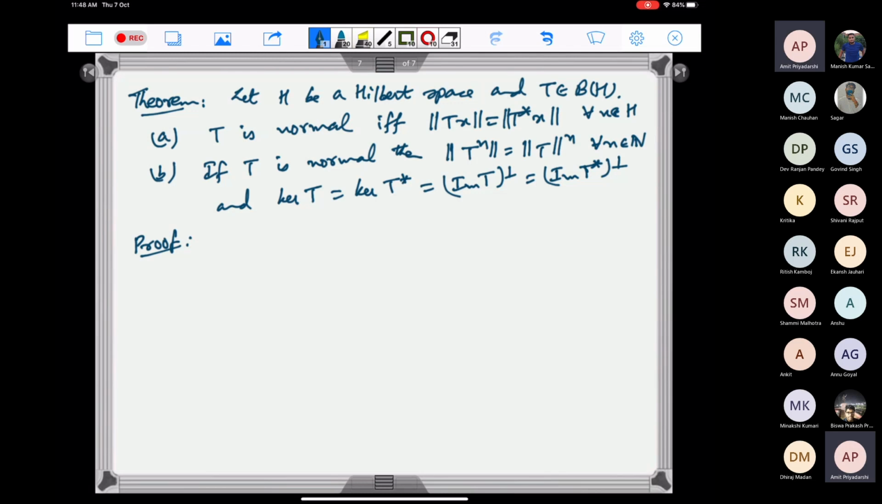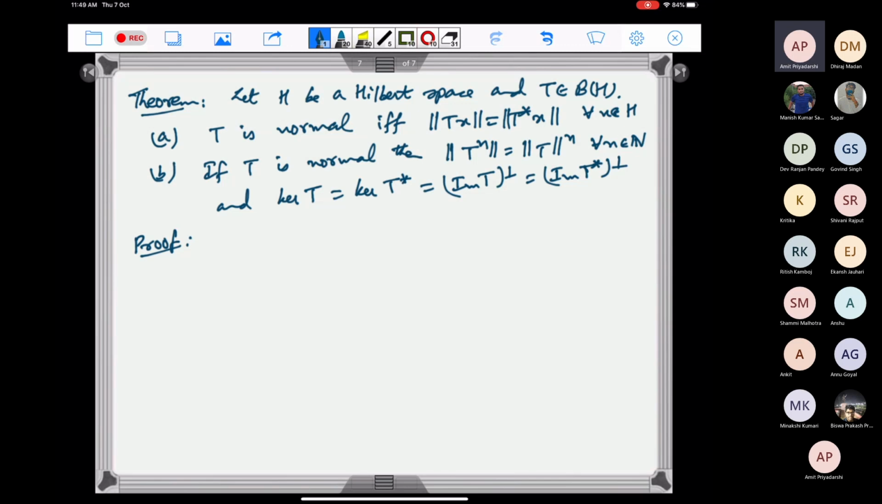So in fact, by part A, you see that T is normal if and only if norm Tx is equal to norm T star x. So if T is normal, then Tx equal to 0 is equivalent to T star x equal to 0. So kernel of T will be equal to kernel of T star. And kernel of T we know is equal to the orthogonal complement of image of T star, and kernel of T star is equal to the orthogonal complement of image of T. But kernel of T and kernel of T star are the same, so therefore these spaces are the same.